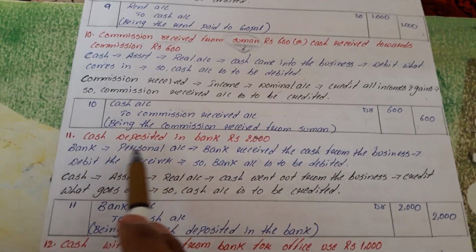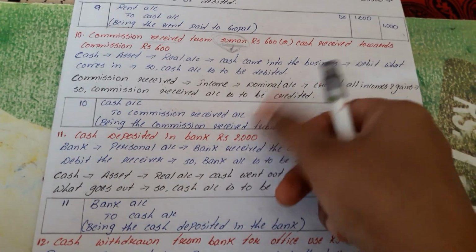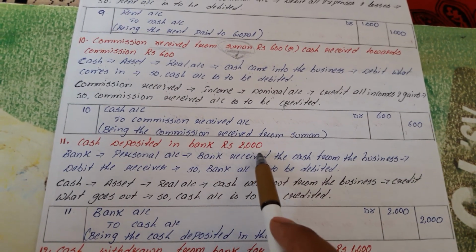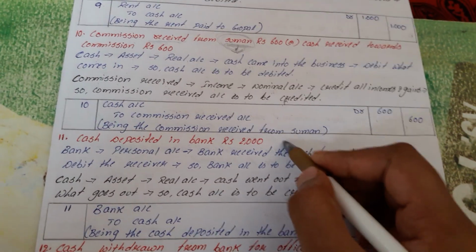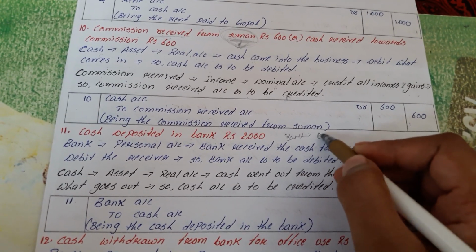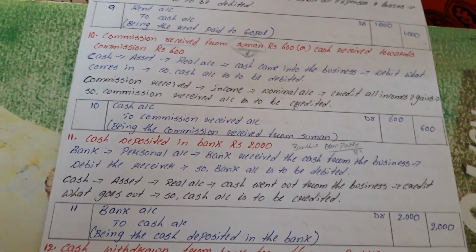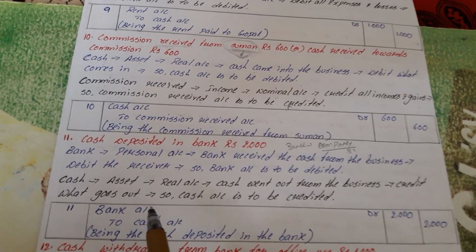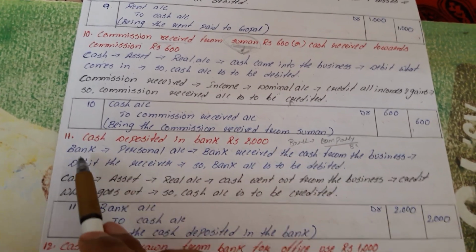Okay, next, the 11th one: cash deposited in bank, rupees 2,000. So cash has been deposited in the bank. Bank is also treated as a person. It is called a company name. All of you know that banks have names like Andhra Bank, SBI Bank, ICICI Bank. That means banks are also companies. We have discussed that a company comes under the personal account.